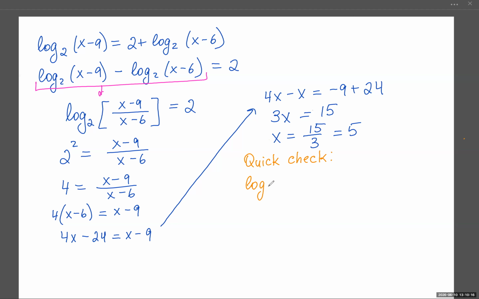So in the first one, log base 2 of 5 minus 9, log base 2 of negative 4. This time, the number inside the logarithmic expression is negative. So negative 4 is less than 0. That's not possible, which means that x equals 5 is actually an extraneous solution. It's not part of the solutions for this equation. So that means that's the only number we got when we solved it, so this particular equation has no solutions.